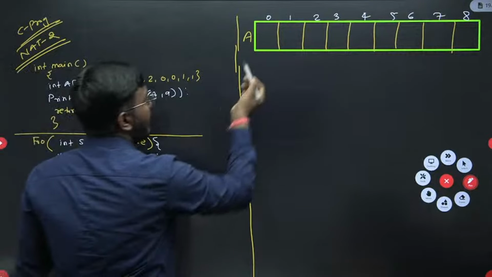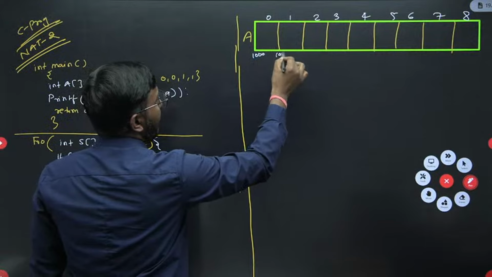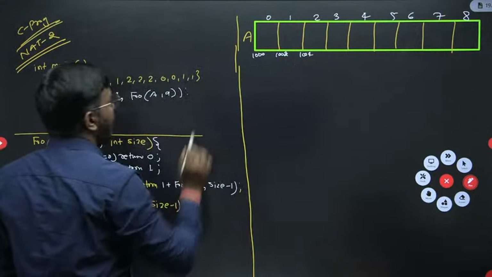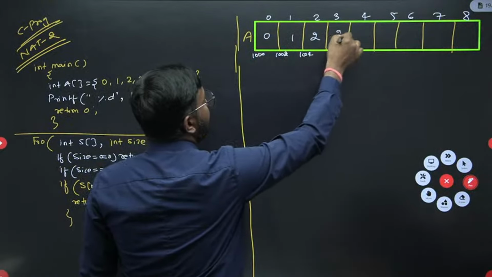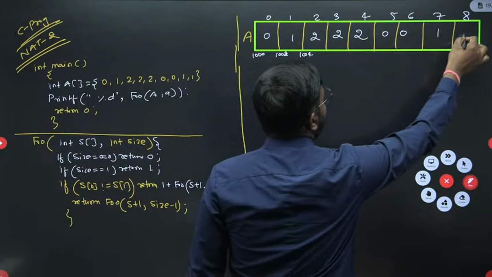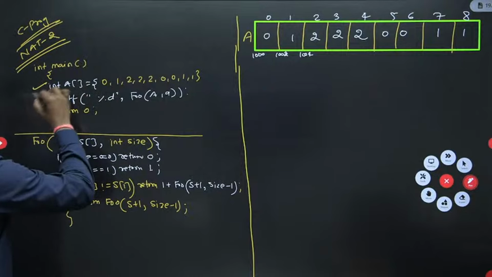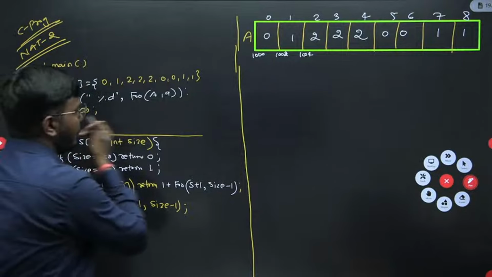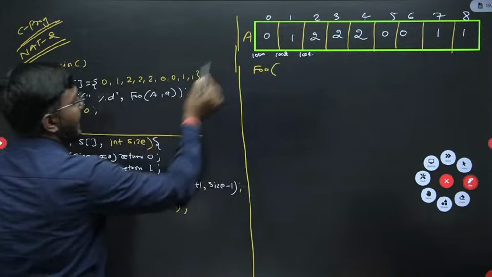And the addresses, you can keep anything here, say 1000, then 1002, 1004, like this, 2 byte space. And the values are 0, then 1, then 2, 2, 2, then we have 0, 0, and then 1 and 1. Very good. Now the int array is created. Now perform this function call, foo of A. What is this A? A is the array name.